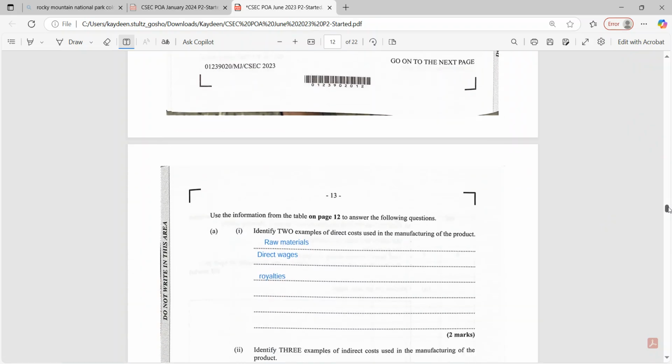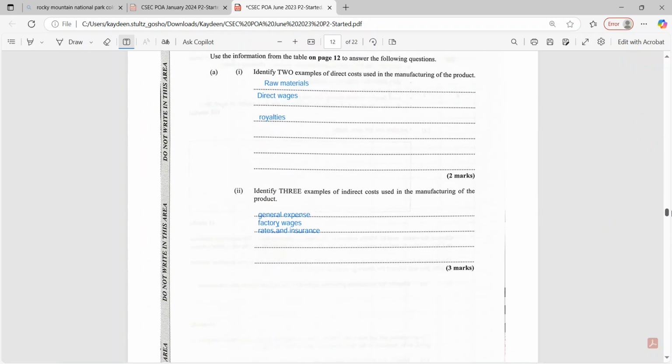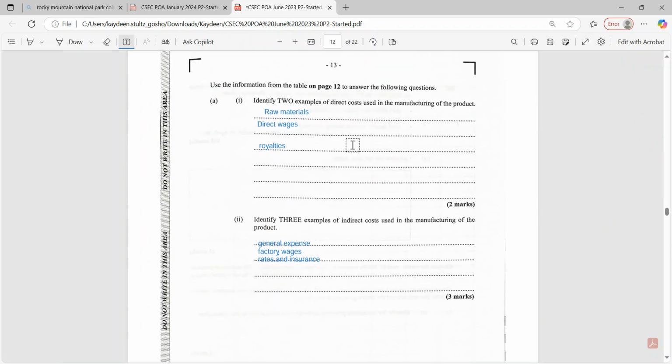So in this case, I want to ask you, what are the 3 direct costs that exist in a manufacturing company? These are the 3 direct costs that always exist. Now you will have to look in your question to see if any of these is not present. So in some instances, royalties will not be there, but that is a direct cost. So the 3 direct costs in a business are direct materials, which is raw materials, direct wages, and royalties.